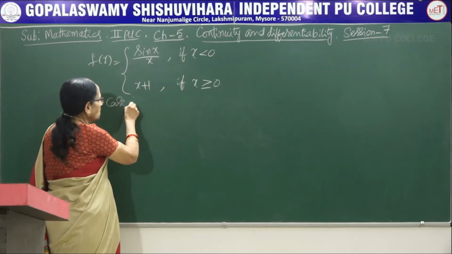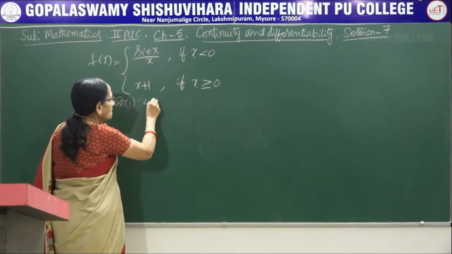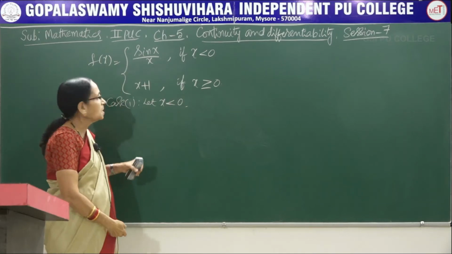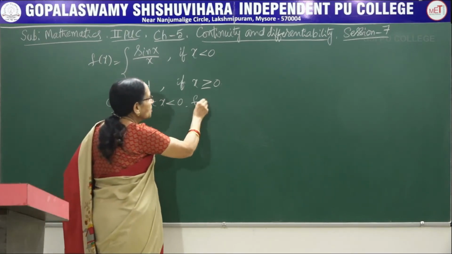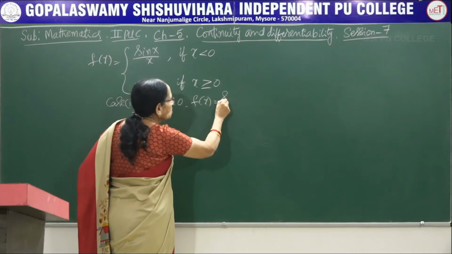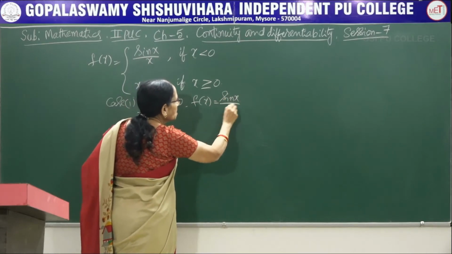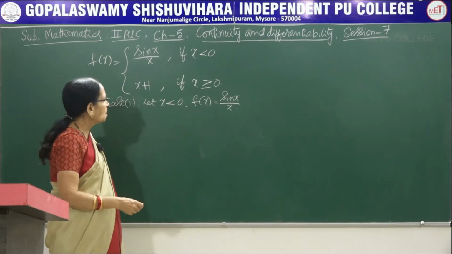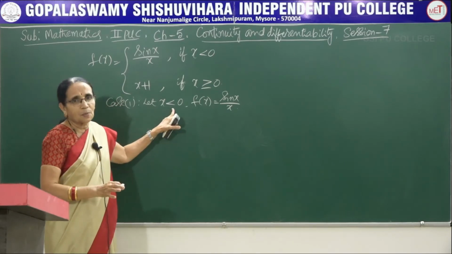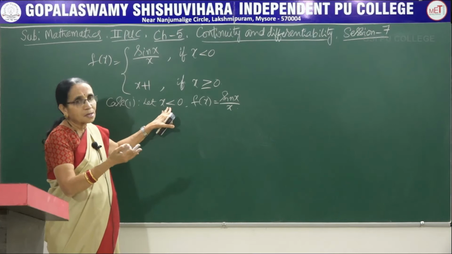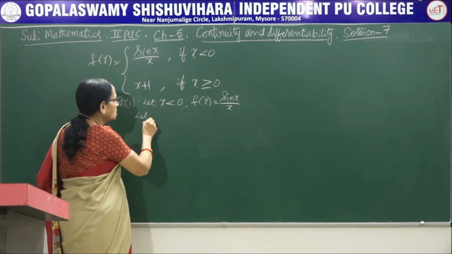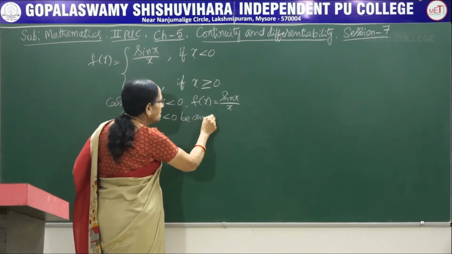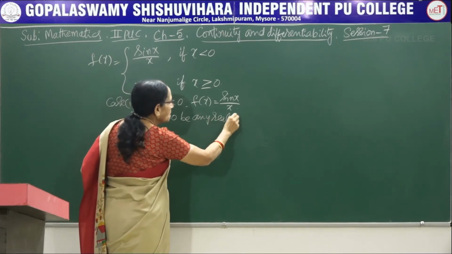Now case 1. Let x be less than 0. Then how is the function defined? That is equal to sine x divided by x. Now here it is a negative number. So I am taking a general value as usual. Let c less than 0 be any real number.